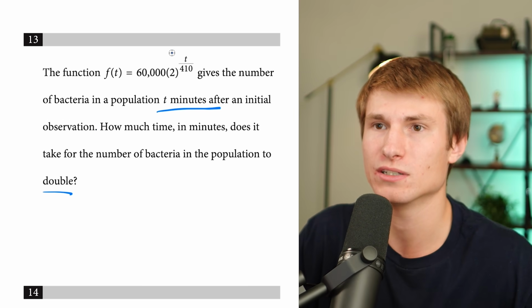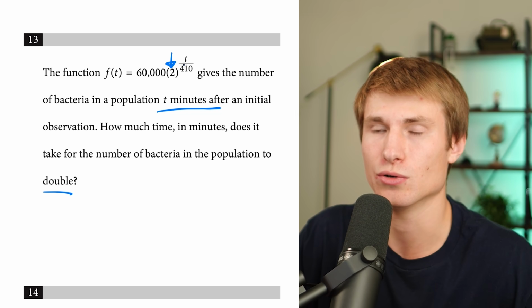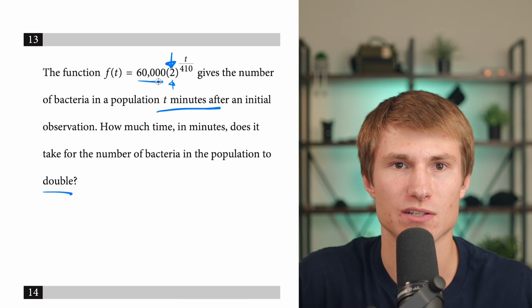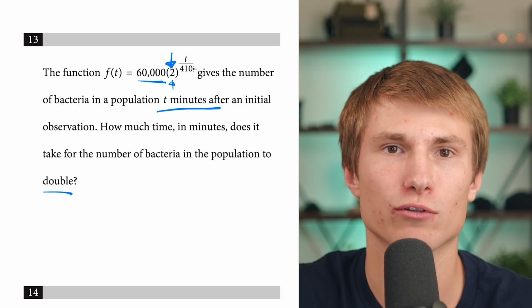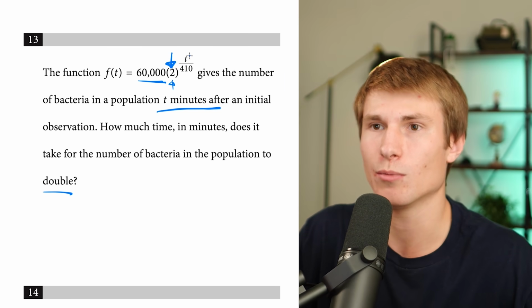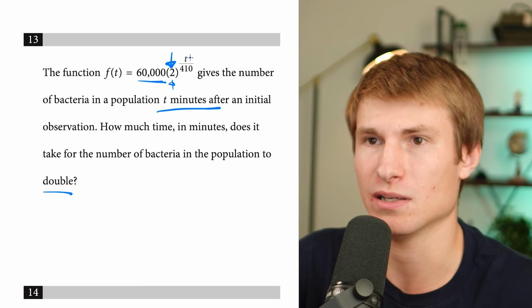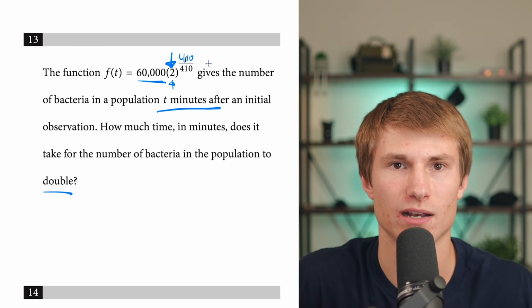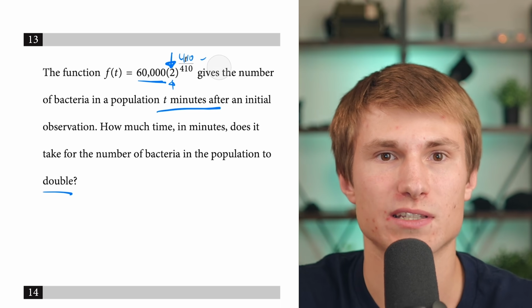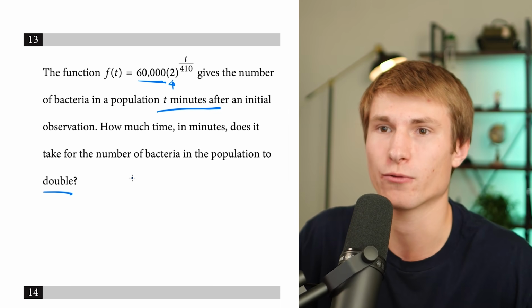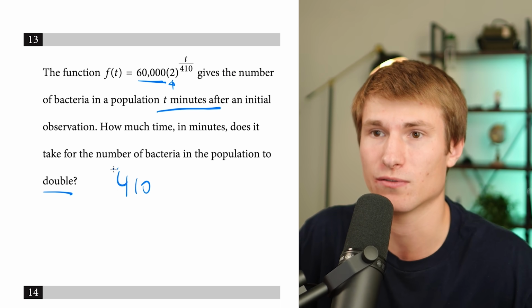Well, we know that we are doubling when we have this 2 to the power of 1. This 2 is our growth factor, this 60,000 is our initial amount, and this t over 410 is representing how often we are doing this doubling. We will double every 410 minutes, because at 410 minutes we'll get our first double, and if we go up another 410, we'll get our second double. In this case, we are asked for the amount of time it takes for the population to double only one time, so t would be 410, and our answer will indeed be 410.